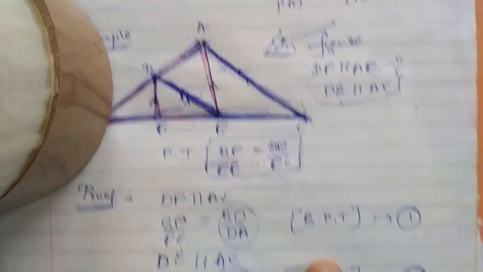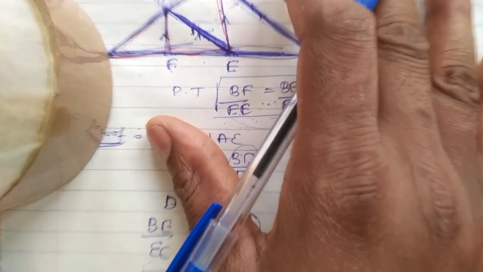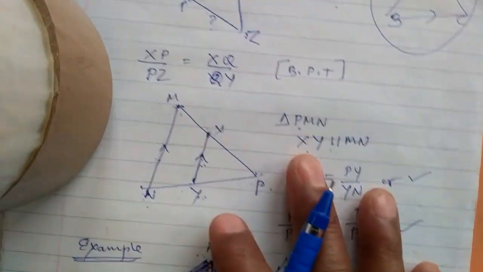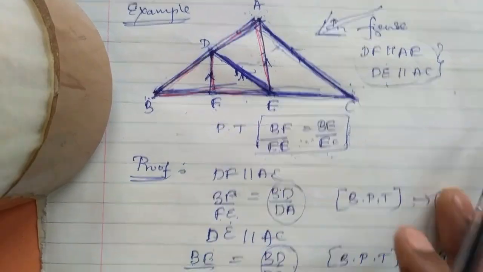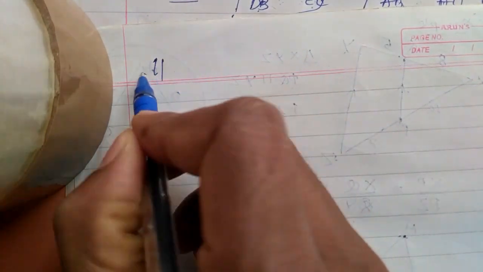Using this BPT, the direct result of BPT, the additional result of BPT, and the converse of BPT, you can solve many problems to find unknown lengths or to prove some problems. Now, homework section.